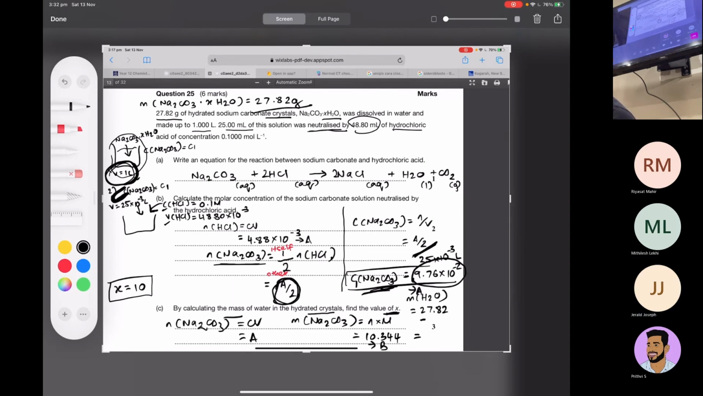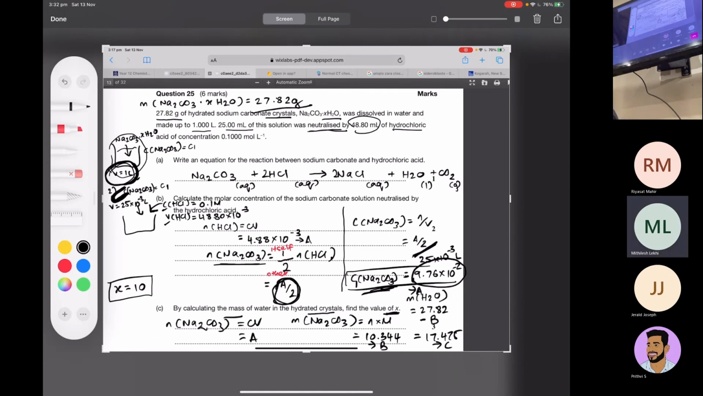So then when you subtract B from 27.82, Gerald, what do you get as your mass of water? You get 17.475. Sure, let's store that as C, right? So now, how are we going to find X? Gerald? We'll pass it on to Mithilesh. How are you going to find X?